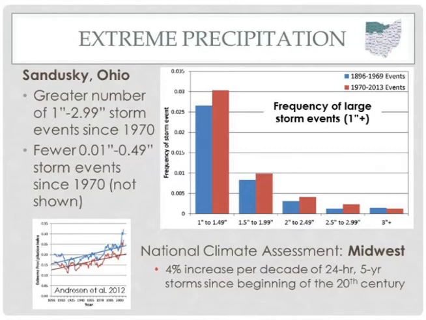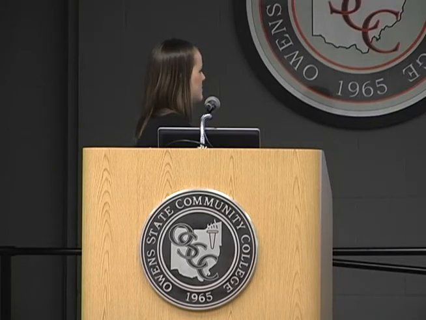From this figure, we can see that the greatest increase in our large storm events has happened for events ranging between 1 inch and 1.49 inches, and we can see the difference in frequency between the bars. We also have seen the increase in 1.5 to 2.99 events as well. We've actually seen a slight decrease in the 3-inch events, but it's really not too significant. One thing that's actually not shown on this slide is that we have seen fewer small events ranging from just 1/100th of an inch to 0.49 inches. We have seen less of those over the last few decades.